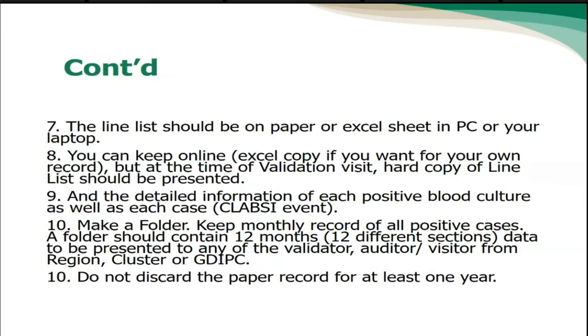And keep the detailed information of each positive blood culture as well as each case or CLABSI event. It's better to make a folder and keep a monthly record of all the positive cases. A folder should contain 12 months of data. Make 12 different sections to be presented to any validator or auditor visiting from the region or your cluster or GDIPC. So at the time of the visit, you don't need to run here and there to collect all the information. Do not discard the paper record for at least 1 year, so that it is easy for the validator and even for you. Once you have a folder and all the 12 months are sectioned accordingly, you will find it easier to present your data.